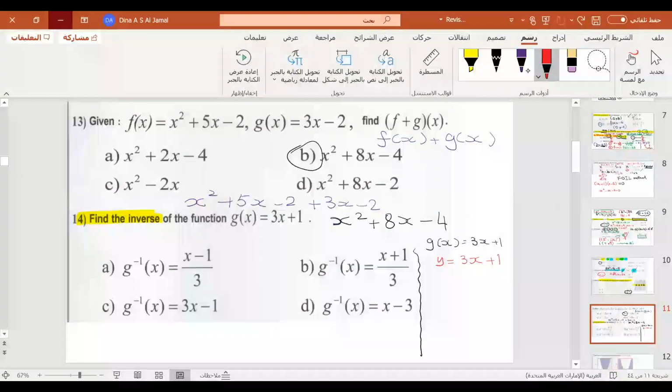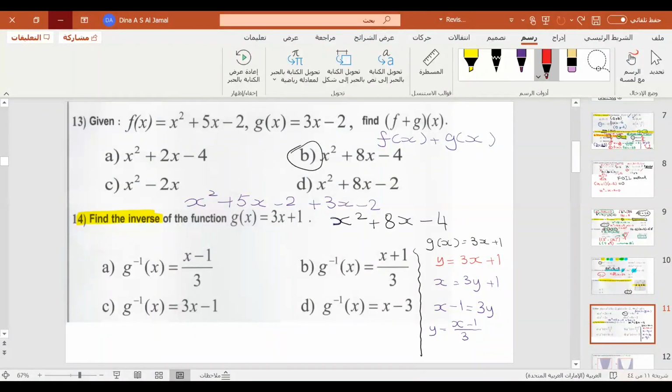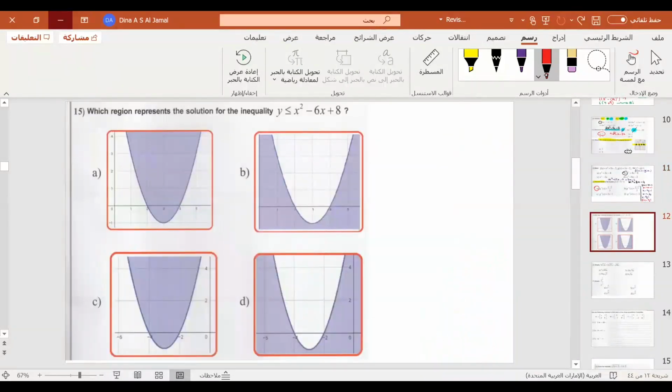Then imagine that it is a mirror, a switch: x is equal to 3y plus 1. So x minus 1 is equal to 3y. And if I would like to keep the y alone, x minus 1 all over 3. And lastly, you have to remove the y and put it with the inverse of g: x minus 1 over 3. And that will be giving you answer A. So you can solve and check your answers with me.